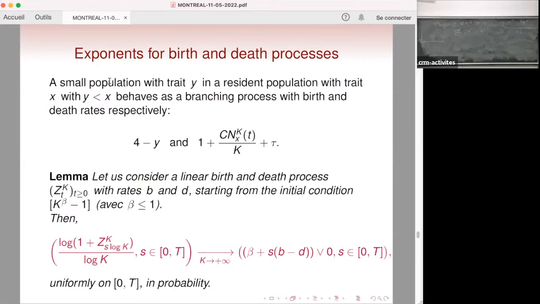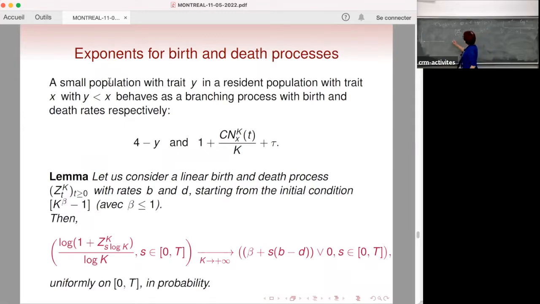So the question here is, you have a linear birth and death process, a branching process with rates b and d, starting from the initial condition K^beta, or K^beta minus 1 if you want K^0 to describe the extinction. This process converges uniformly in time and in probability to (beta plus s(b minus d))^+, the supremum with 0.